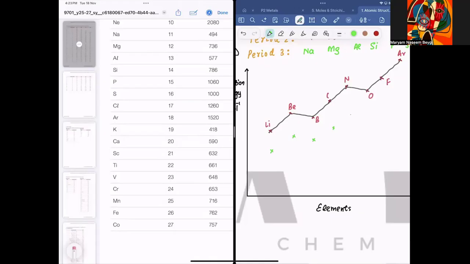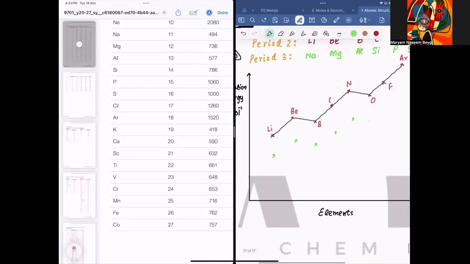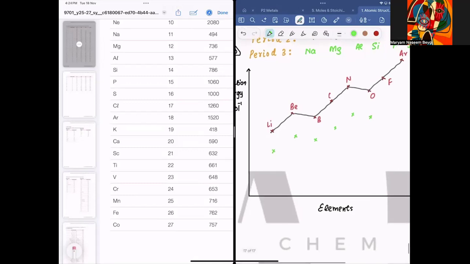Then we have phosphorus, which is 1060, even increasing. Then we have sulfur, which is 1000, slightly lower, right? And then we have chlorine, which is 1260. And then we have, okay, sorry, it's neon on the top. So argon, which is 1520. So again, we are getting the same trend over here.